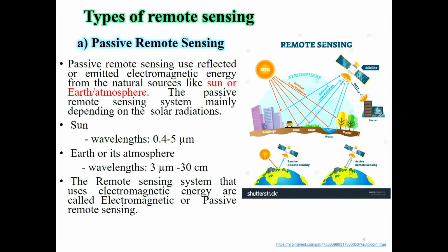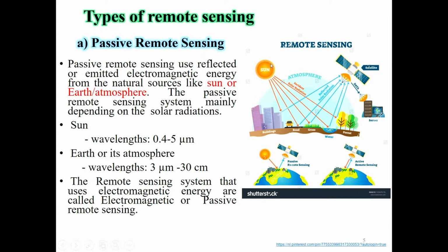Now I would like to talk about the types of remote sensing. Normally, there are 2 types. The first one we call passive remote sensing. What does passive remote sensing mean? In this case we have to use the sun to work on that. Let me show you. This is the sun, right?